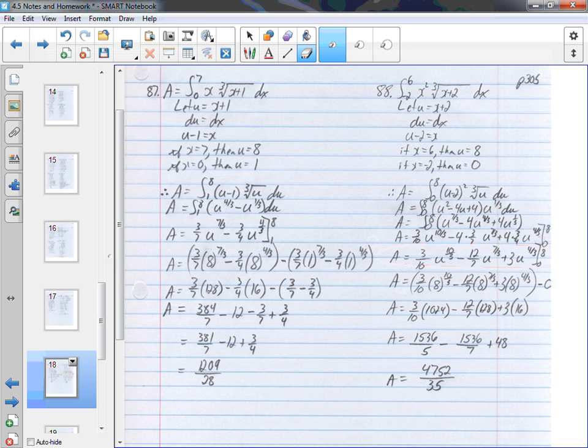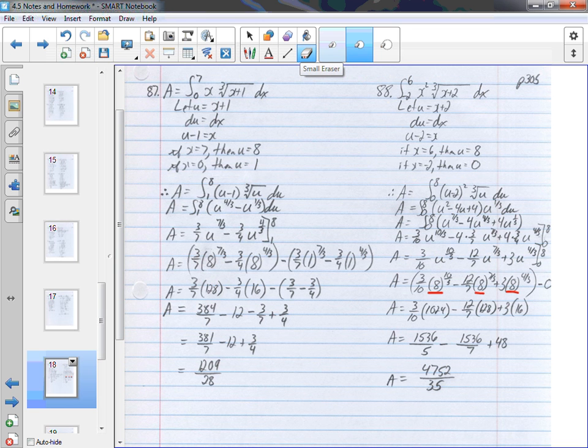Okay. So now we evaluate. We evaluate for 8 first. So we substitute in 8 for u there, there, and there. Then we evaluate for 0. And much to our good fortune, when I put in zeros there, there, and there, I get a 0. Okay, so I'm kind of pumped about that.